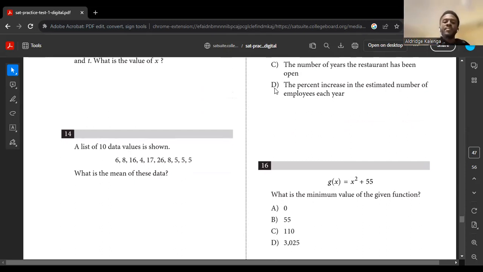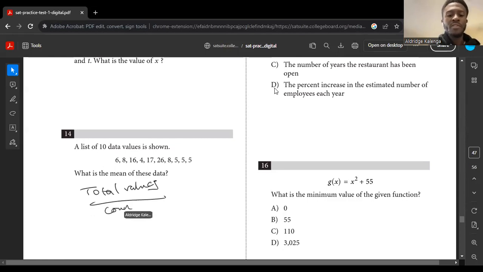All right, so a list of 10 data values is shown below. So 6, 8, 16, 4, 17, 26, 8, 5, 5, 5. What is the mean? So the mean is just the average. And how do you do that? You get the total of the values. You divide that by the count of the values. That's pretty much like a formula for this.